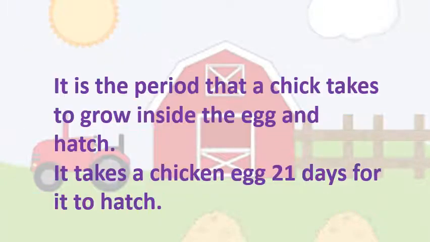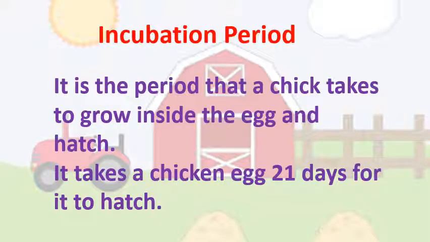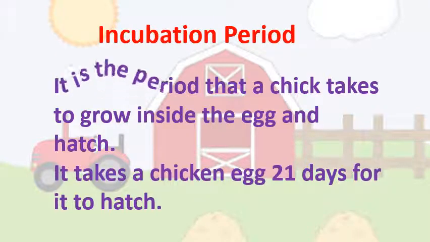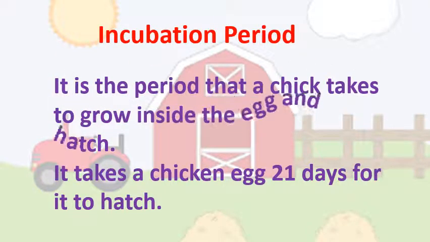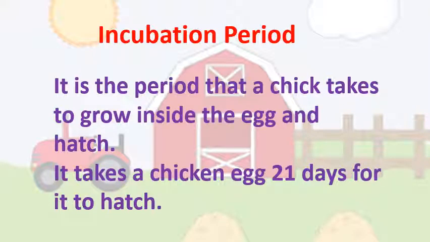Now, we have something called incubation period. What is an incubation period? An incubation period is the period that a chick takes to grow inside the egg and hatch. It takes a chicken 21 days to hatch. Again, what is an incubation period? Incubation period for the hen is 21 days. So it's written over here, 21 days.